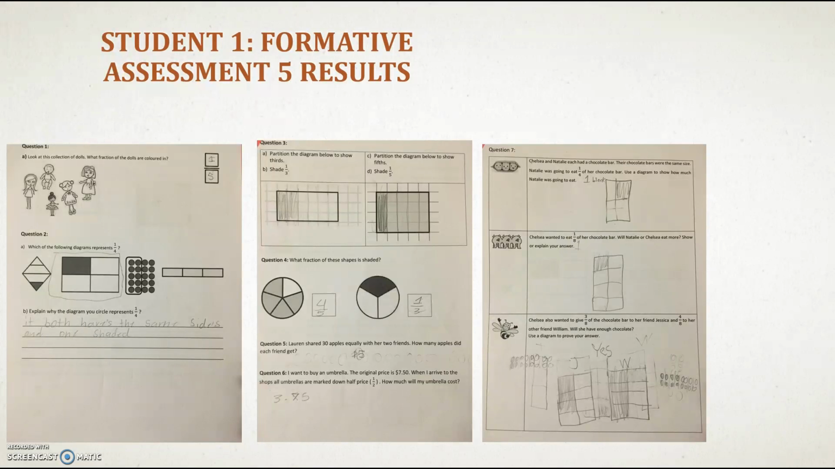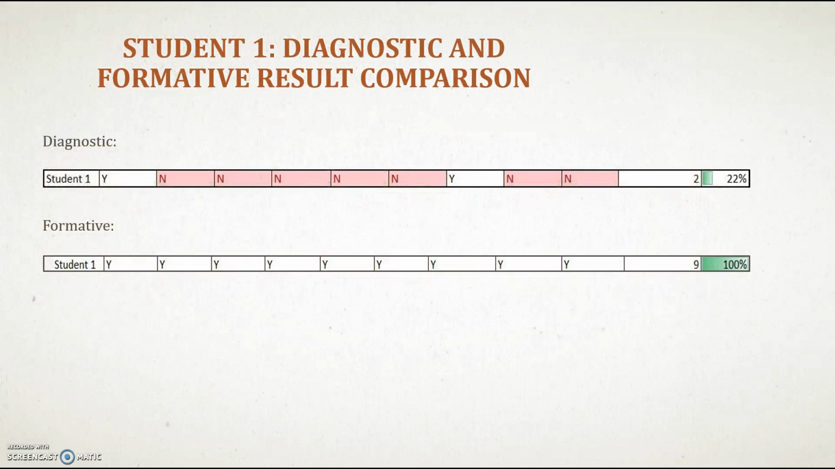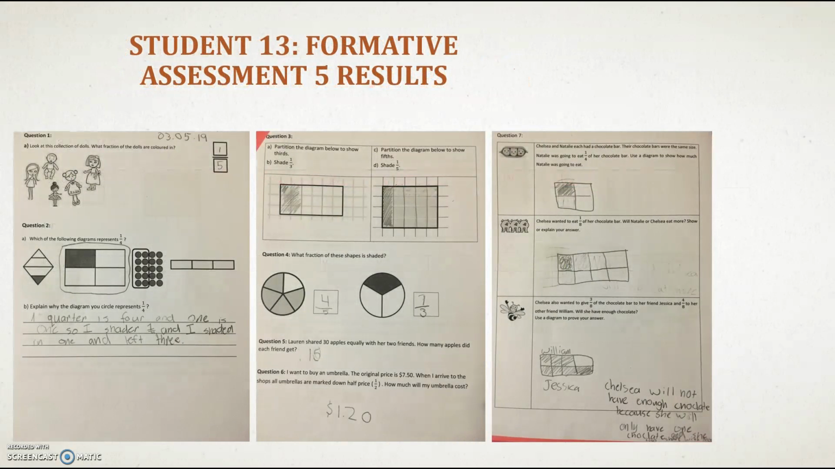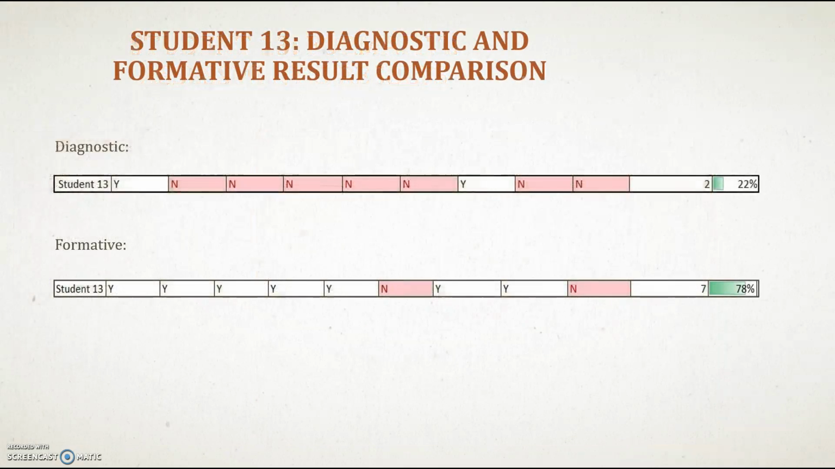This is Student 1's formative assessment. Student 1 got all questions correct. The diagnostic assessment was 22%, and now the formative assessment is 100%. Here is Student 13's formative assessment. Student 13 got 2 questions incorrect. In the diagnostic, it was 22%, and in their formative, it was 78%. Here in the comparison there is still an increase.